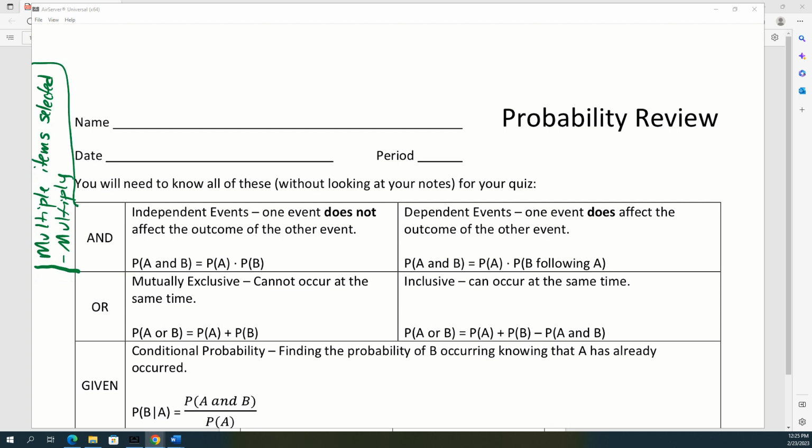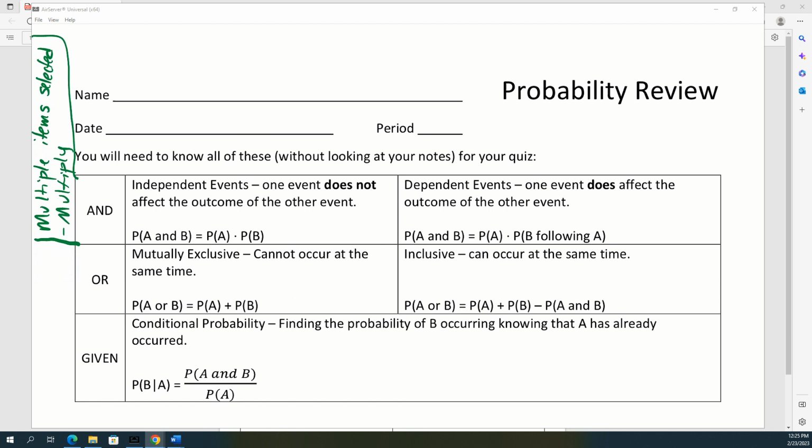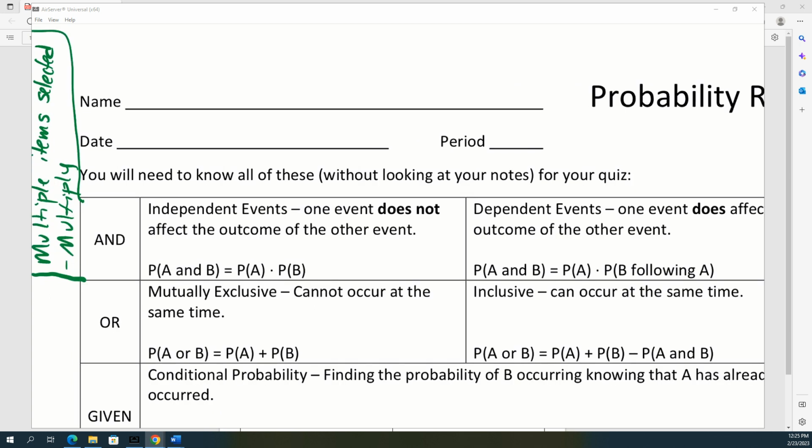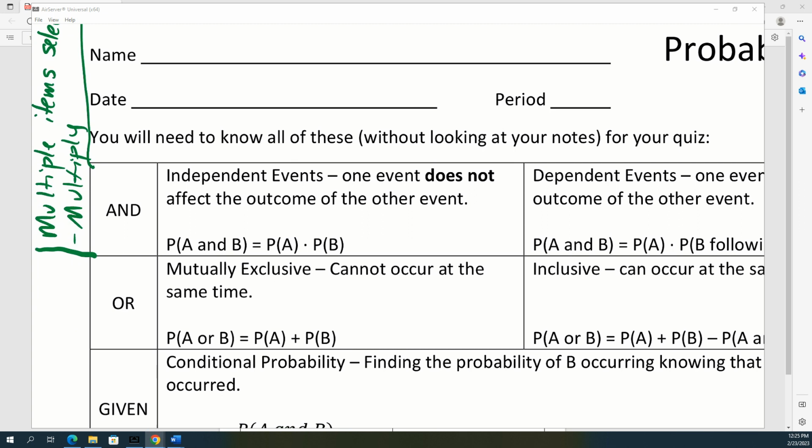All right, now in all the rest of the situations, only one thing is selected. So if there's one item selected, you're not going to multiply, you're going to do something else. On the or statements, you're selecting one card and you want to know the probability that it's red or a queen. Or you're selecting one parakeet and you want to find the probability that it's green or male. So only one item is selected on or statements.